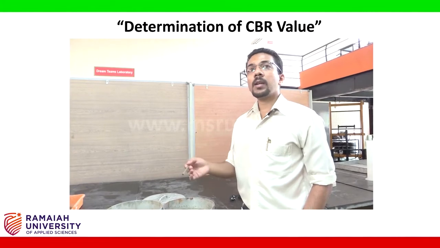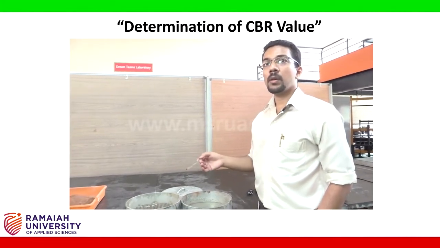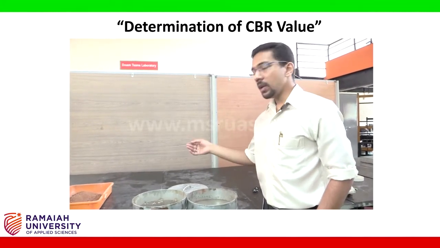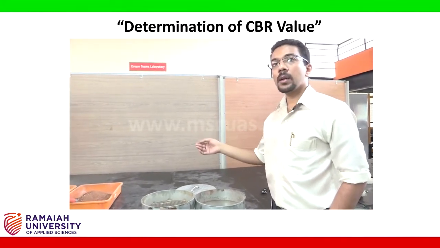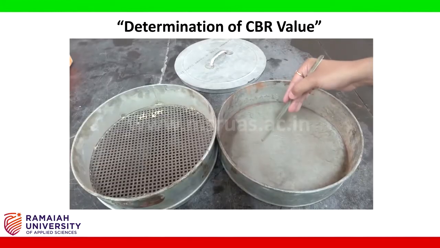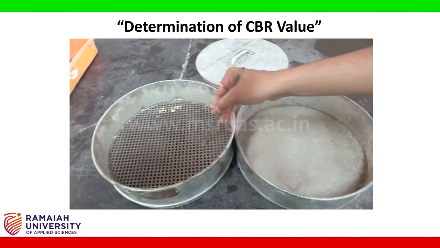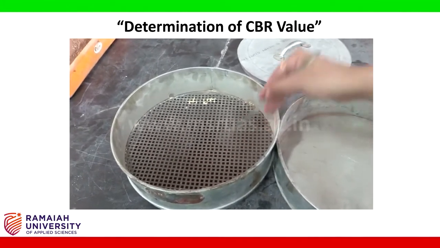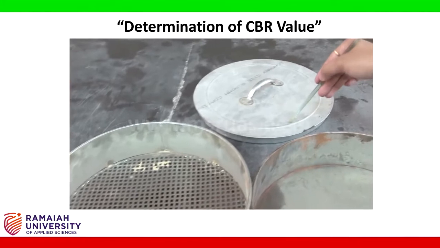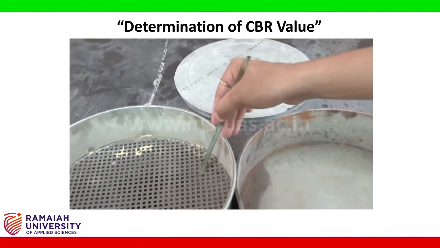Once we have prepared the mold to cast the specimen, now it is time to take the soil that is required to cast the specimen. So to begin with, we need to have a pan, a 4.75 mm IS sieve, and then the lid that is required to be placed on this sieve.